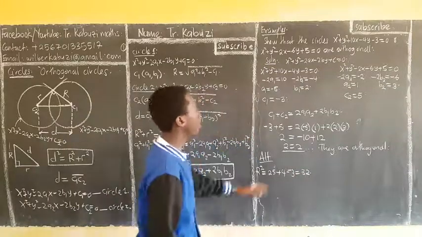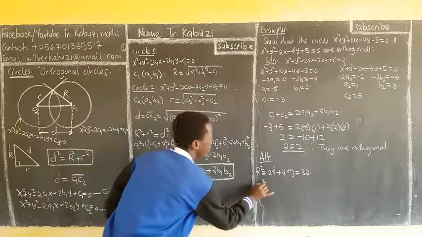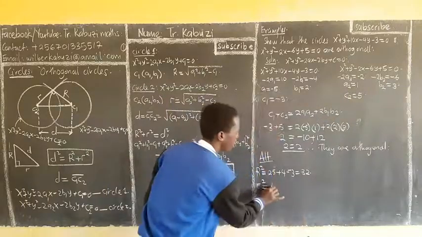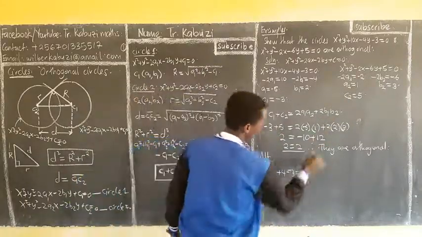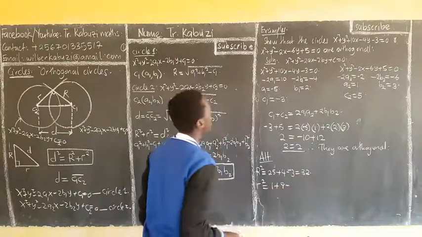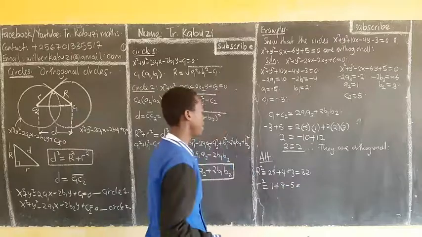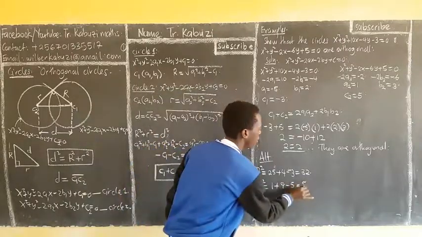Let us see, what about r1? We need the square of it. We are going to square, so we are having 1, then plus we are squaring the coordinates. We are having 9, then minus 5. So this is going to be 10, which is going to give you a 5 like that.